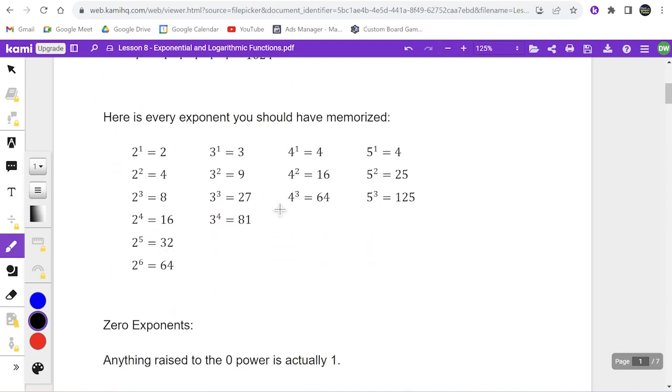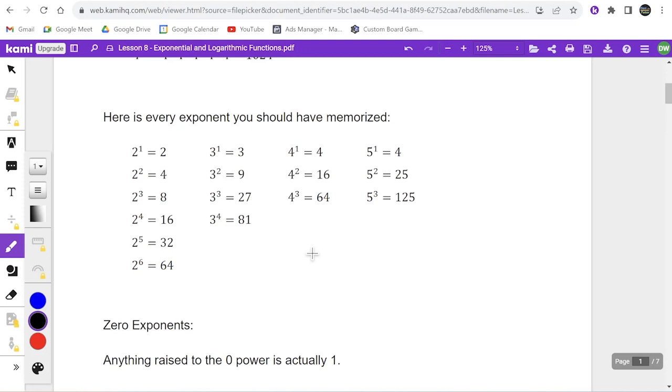Anyways, next I have the list of all the exponentials that I think you should have memorized so that you don't have to plug it in your calculator, you just know them. You'll notice that as the number gets higher, the numbers will get bigger and bigger even faster. And so that's why you'll notice as the number goes up, I ask you to memorize less exponents.